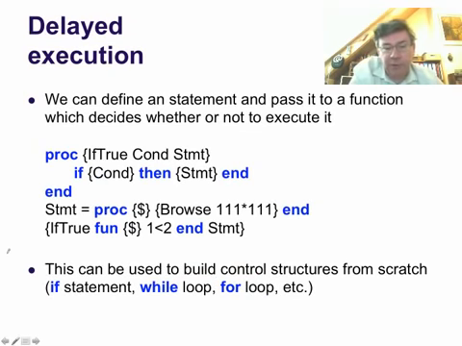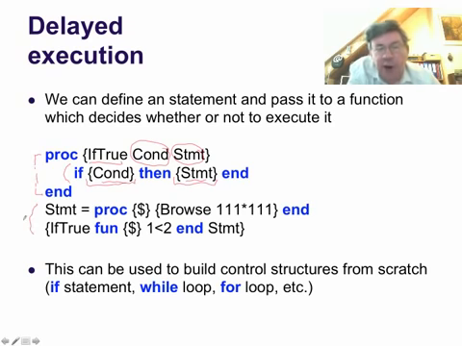Another example of delayed execution. We can define control structure. Here, let's define a kind of if statement. So if true, if this condition is true, then we execute statement. Condition and statement will be, respectively, a zero-argument function and a zero-argument procedure. And inside if true, I apply cond. I say if the result of cond is true, then I execute statement. And then I call it.